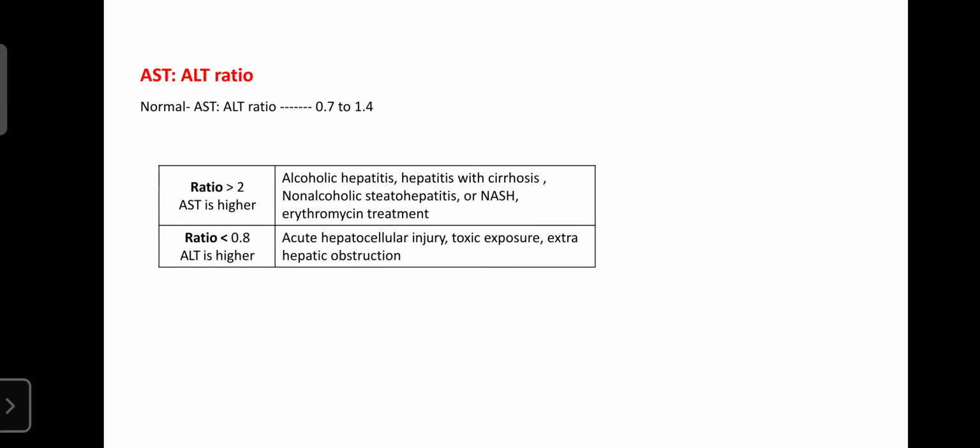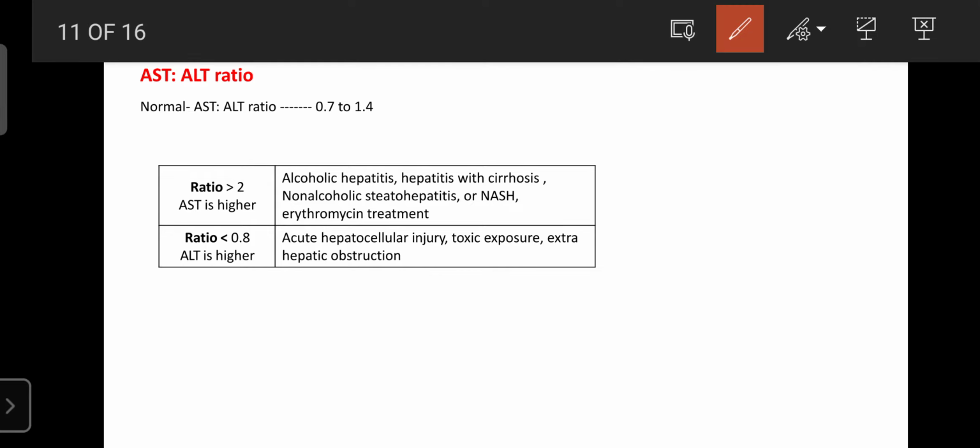So next one, the AST ALT ratio also gives a clue regarding the diagnosis of various disorders. So the normal AST ALT ratio should be 0.7 to 1.4. If the ratio is more than 2, that is the AST is higher than the ALT, then it indicates alcoholic hepatitis, hepatitis with cirrhosis, non-alcoholic steatohepatitis, that is NASH, and also erythromycin treatment. So here the ratio can be increased.